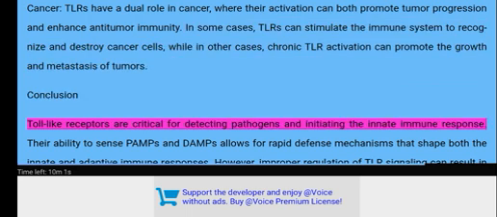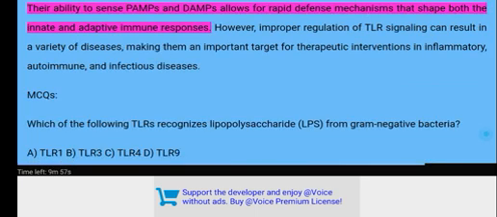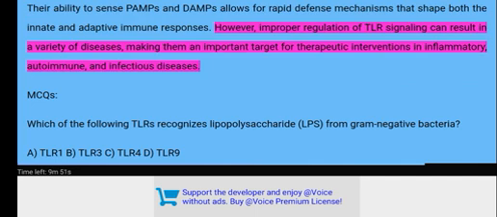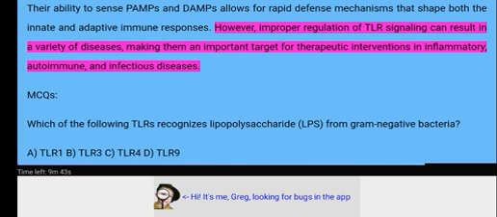Conclusion. Toll-like receptors are critical for detecting pathogens and initiating the innate immune response. Their ability to sense PAMPs and DAMPs allows for rapid defense mechanisms that shape both the innate and adaptive immune responses. However, improper regulation of TLR signaling can result in a variety of diseases, making them an important target for therapeutic interventions in inflammatory, autoimmune, and infectious diseases.